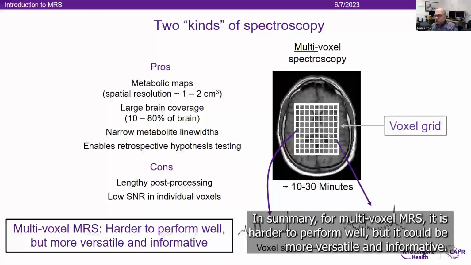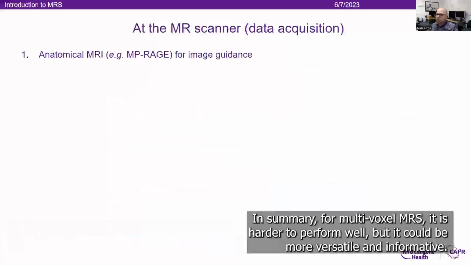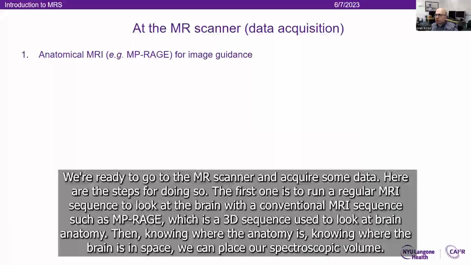So in summary, multivoxel MRS is harder to perform well, but it could be more versatile and informative. Okay, so we're ready to go at the MR scanner and acquire some data. And here are the steps for doing so.